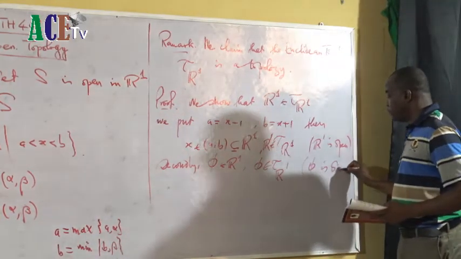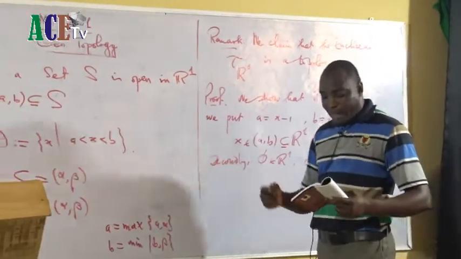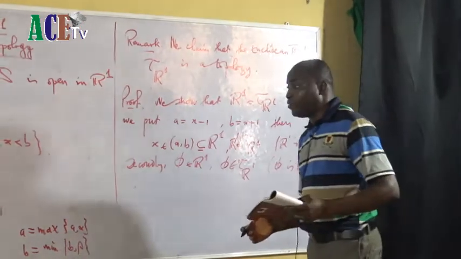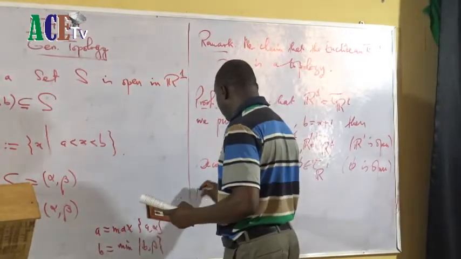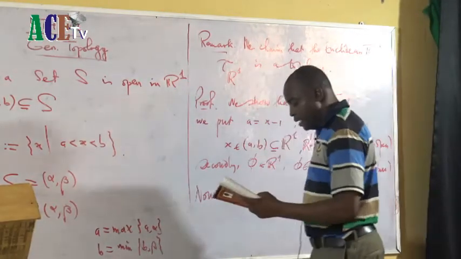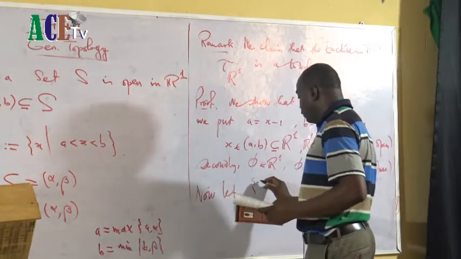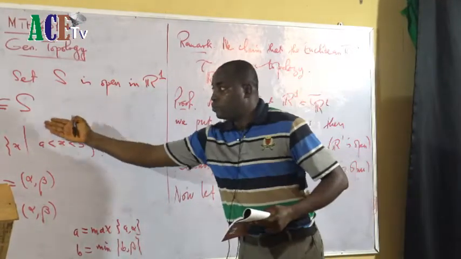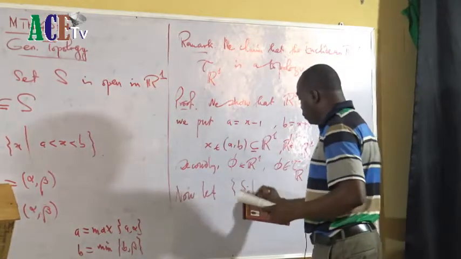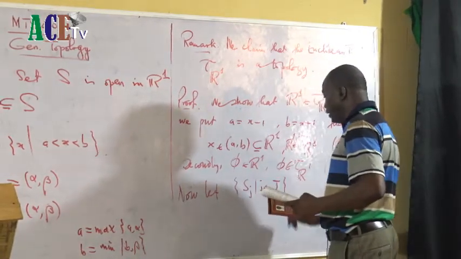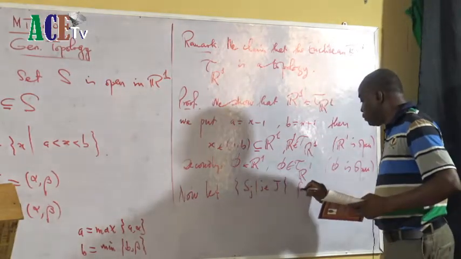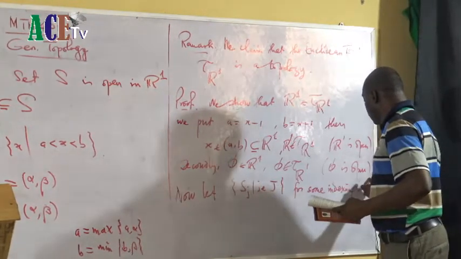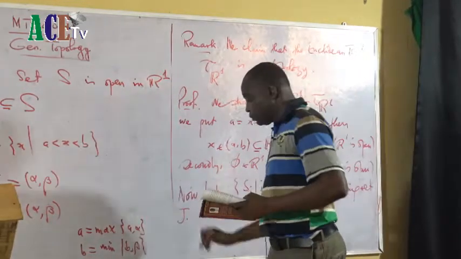So this is open. Now we want to look at the second axiom, which is what we call the arbitrary union of sections. Now let us have a set of sections, just like this one. We have an arbitrary union in front of us, where small j lies in capital J, for some indexing set J.